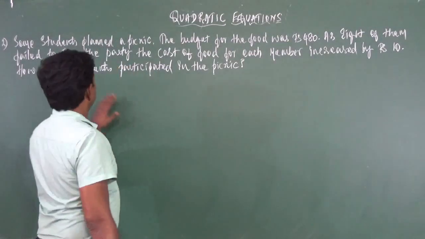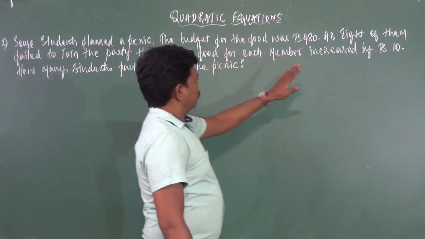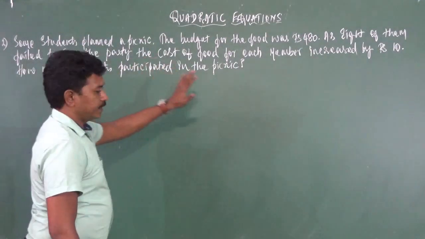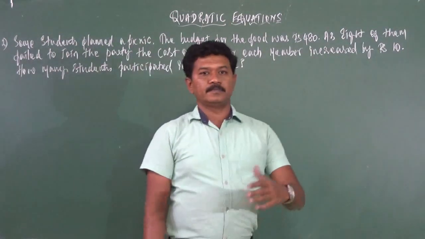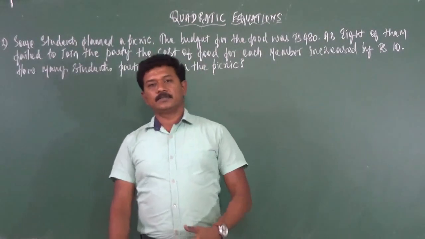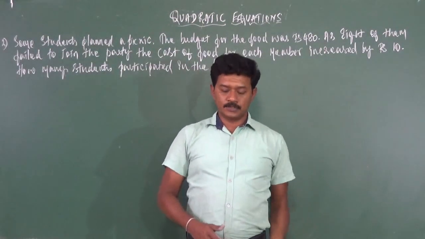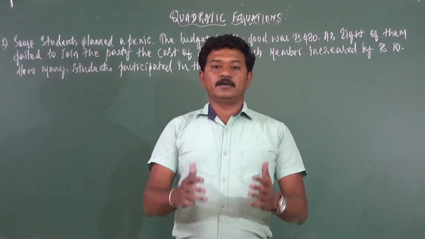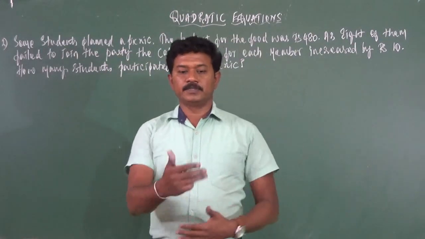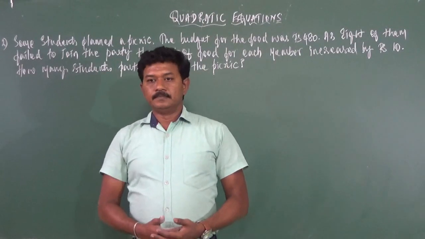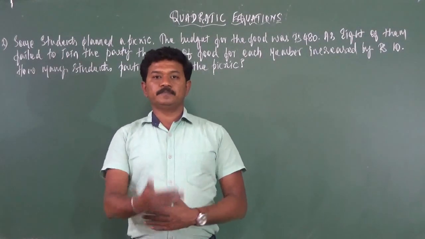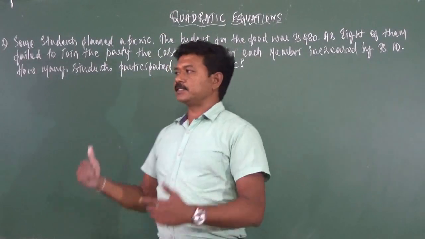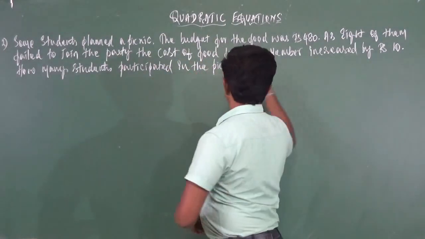Okay. The budget for the food was rupees 480. As 8 of them failed to join the party. Okay, so this thing happens. We have done a lot of tours in the schools where we were working earlier. In the morning when we used to start for the tour, many of the students failed to join the tour or the picnic. So here in this case, 8 students have failed to join the party.